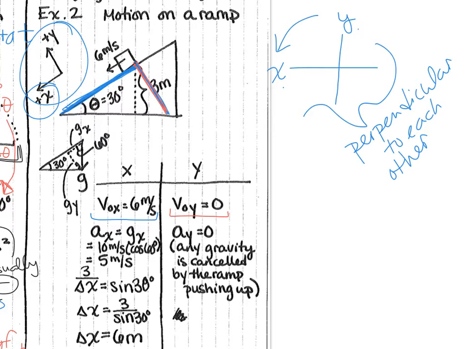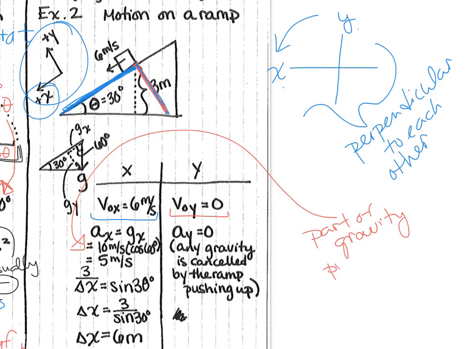In the x direction, our acceleration is the part of gravity that pushes the box down the ramp. So this is the part of gravity pulling down the ramp. Some of that gravity is pulling the object into the ramp, and the ramp is pushing back, and some of that gravity is making the object slide down the ramp. But it's not all of gravity, so we need to find that component.